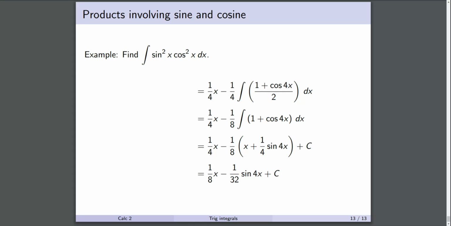That's how you handle a problem where you have sine and cosine, and they're both raised to an even power.